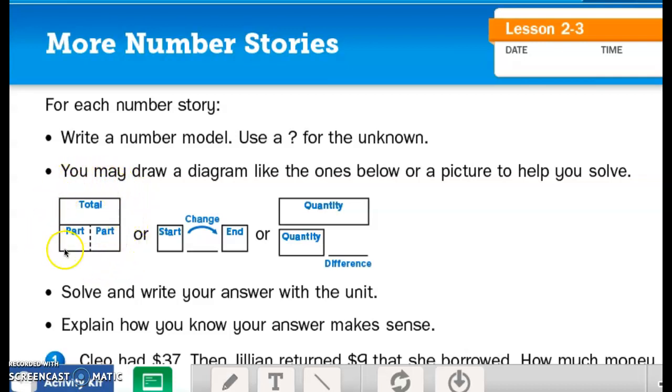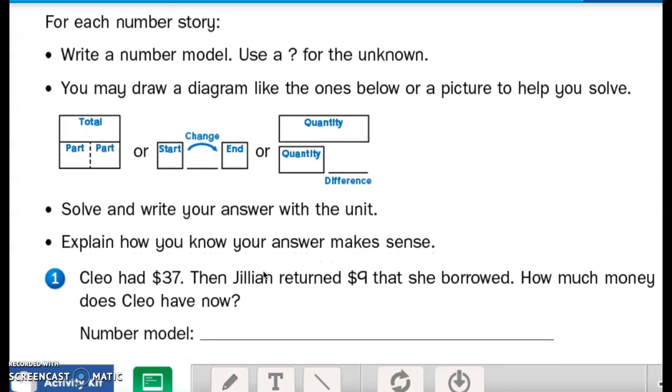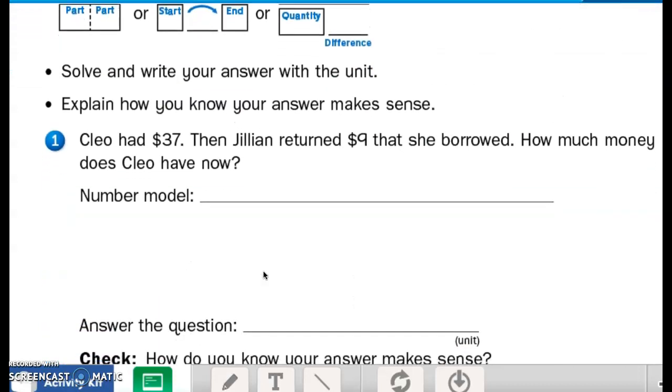You could use this kind of diagram, this kind of diagram, or this kind of diagram to help you as you solve your problems. As we go through these, I would tell you which one I think I would use for them. There's many ways to solve problems, so you do what you think is best for you. First of all, let's go to the first one.